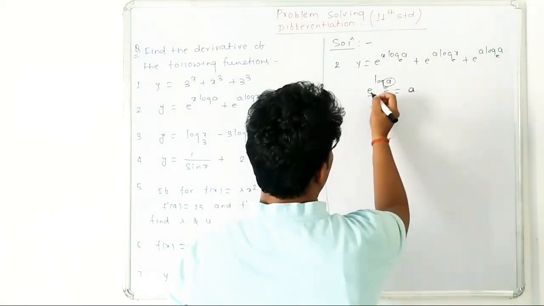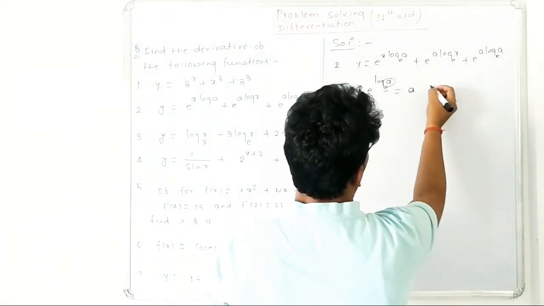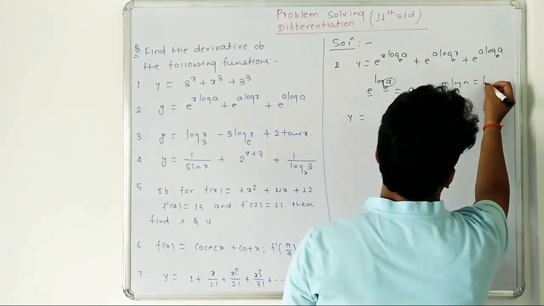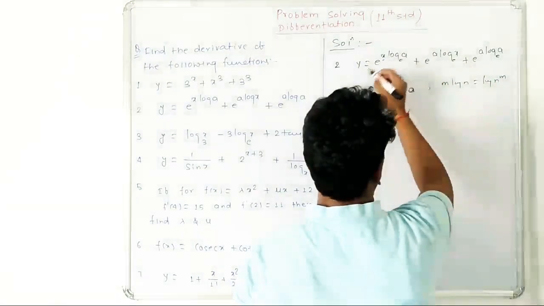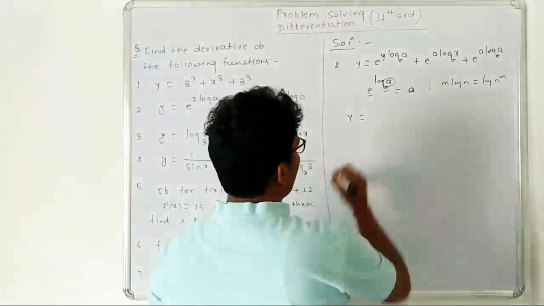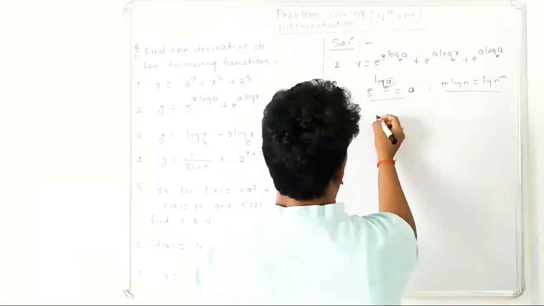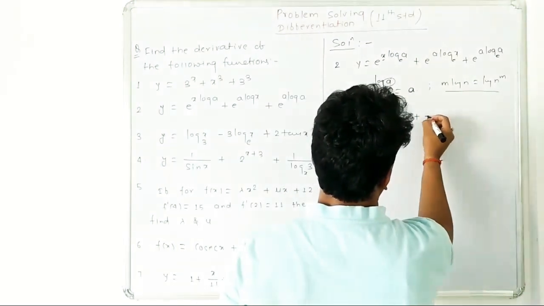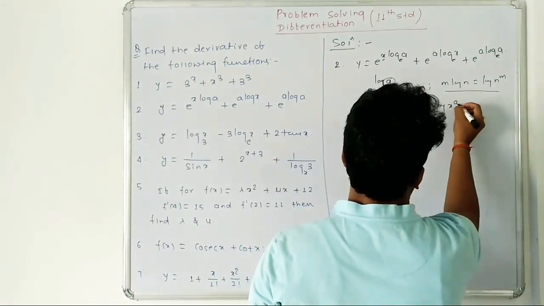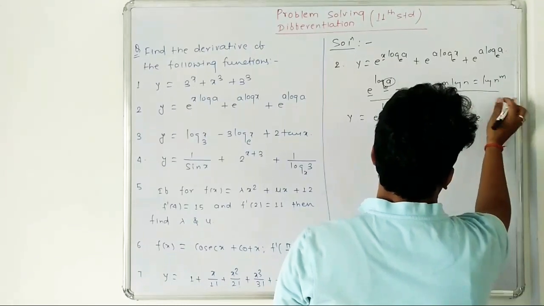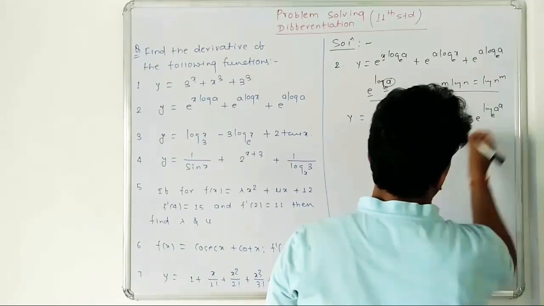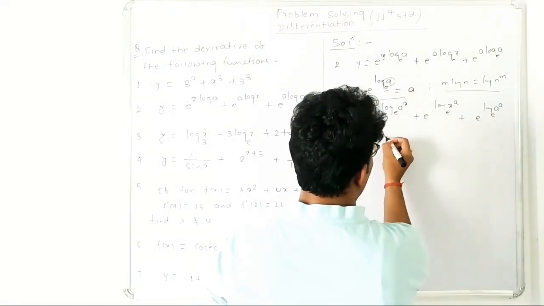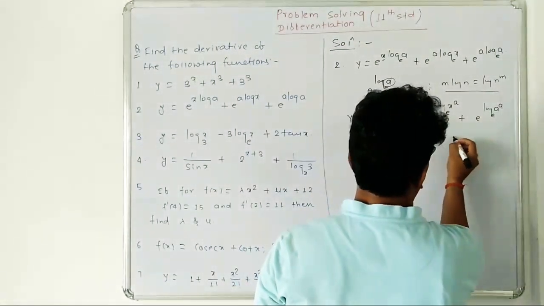So can we rewrite the function? And one more property you must know, that m log n equals log of n raised to m, means this term comes in the exponent of the log, right? So by using this and this property, can we write the function as e raised to log of a raised to x, plus e raised to log of x to the power a base e, plus e raised to log of a raised to a base e, correct? So now can I write this as a raised to x, and this as x raised to a, and plus a raised to a.